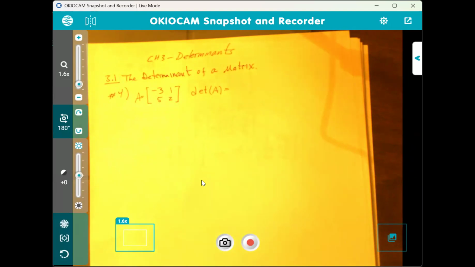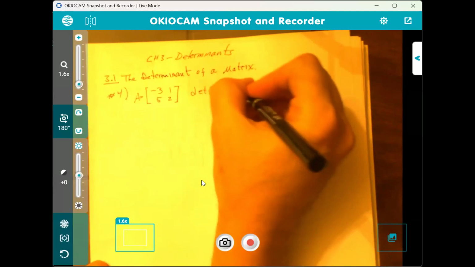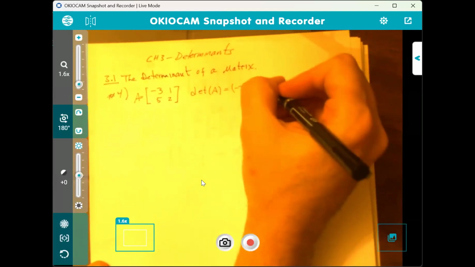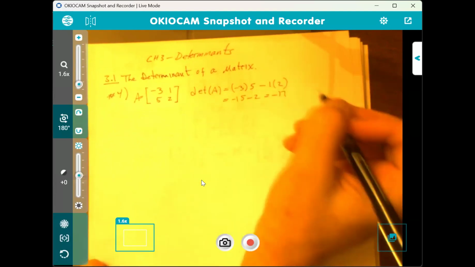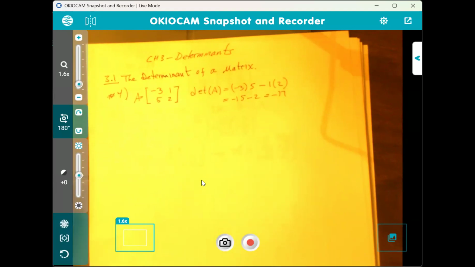All right, and our formula, remember we're going to multiply the diagonals and then subtract the product of off diagonals. Okay, so let me do that. I'm going to do -3 times 5 minus 1 by 2. That's going to be -15 minus 2 or -17. It's really that simple, folks. It really is. Okay. So that's the determinant of a 2 by 2. All the other ones work the same way in that segment.